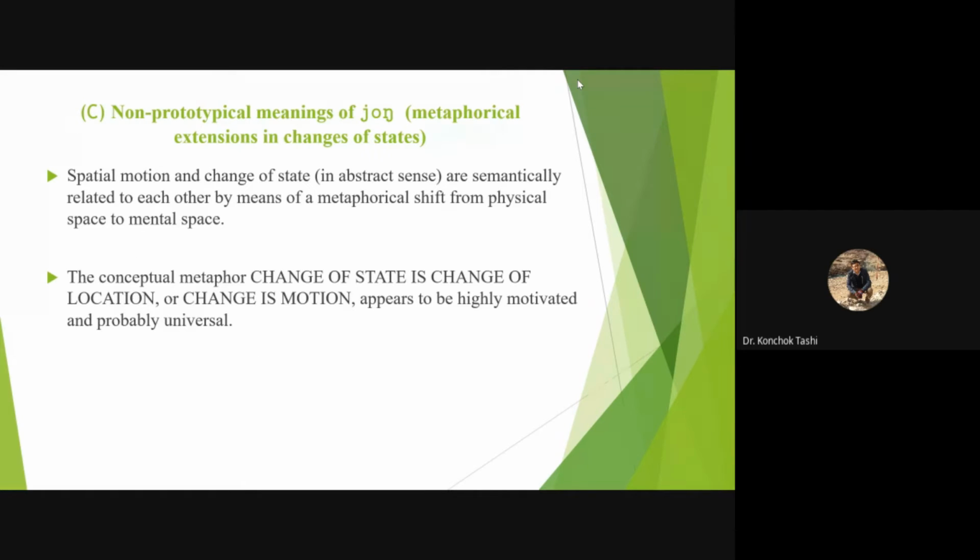Now coming to the non-predictable meaning of yong in metaphorical extension and changes of state. Spatial motion and change of state in an abstract sense are semantically related to each other by means of metaphorical shift from physical space to mental space. The conceptual metaphor 'change of state is a change of location', or change is motion, appears to be highly motivated and probably universal also. The change of state expresses a phrase preceding an entity's transition to a new state. The metaphorical motion ends in a state which is seen as a new beginning. The topological elements of the motion schema, path and goal, are directly mapped onto the structure of change of state.